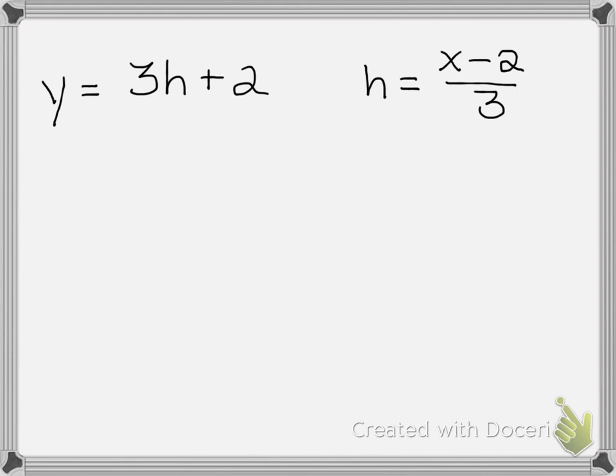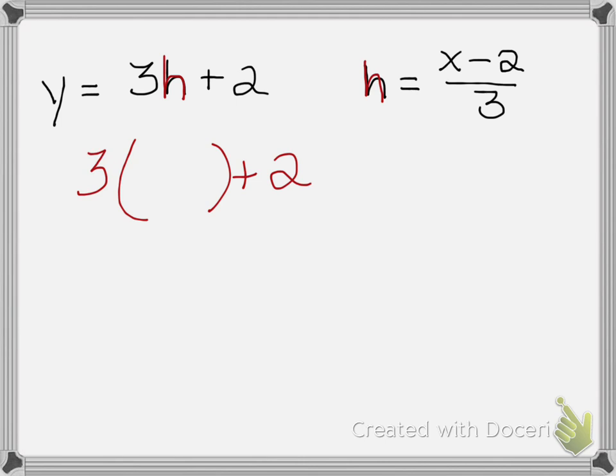Okay, let's go back to that y function. It says y equals 3h plus 2. So as you can see, I have the letter h right here, and it's telling me that h equals all that. So I'm going to rewrite this first equation, but everywhere I see h, I'm going to put parentheses. When I do that, it's going to look like this. So again, I replace the h with parentheses.